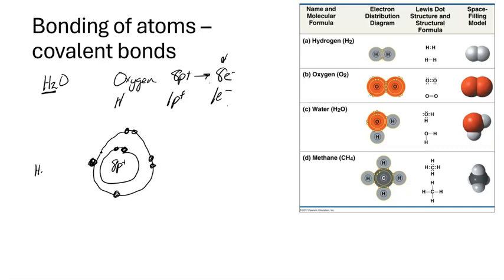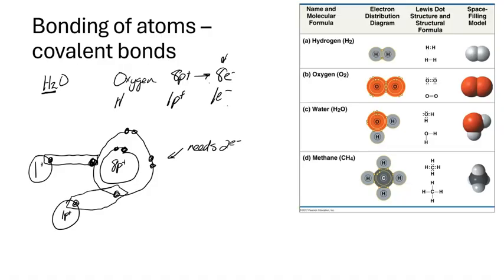Now let's draw our hydrogens, right? Hydrogen's easy to draw. 1 proton, 1 electron. 1 proton, 1 electron. What's going to happen, right, to form water, H2O, is that if you notice, the oxygen right here still needs 2 electrons. Well, look, here's one to share. Here's one to share, right?